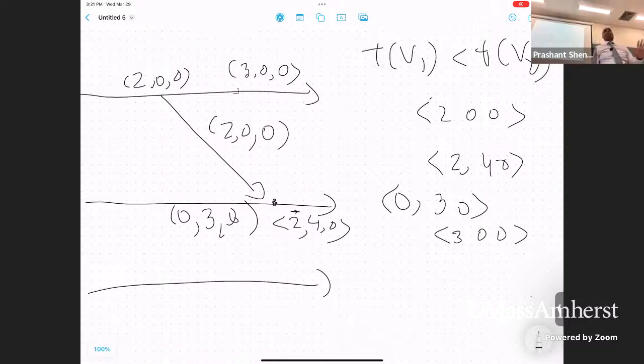Remember, the less than relationship said every element of the lower vector has to be less than or equal to the other one, and at least one is strictly less than. In this case, 3 is greater than 2, so one element of the second vector is greater than the first one. But then 4 is greater than 0, so it's the opposite. It's not the case that every element of 240 is less than or equal to this, and neither is the opposite true. So these two vectors are not comparable. And that's exactly what we want, because those two events are not comparable.